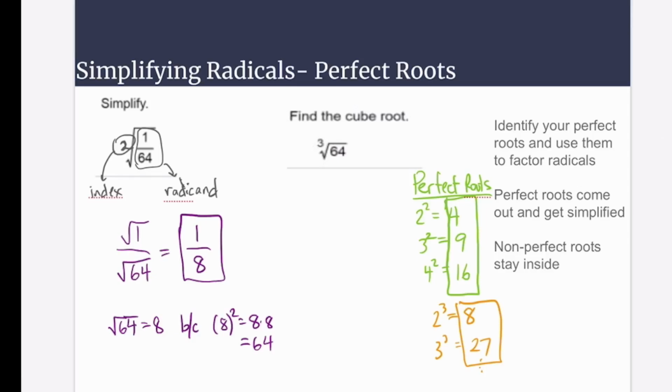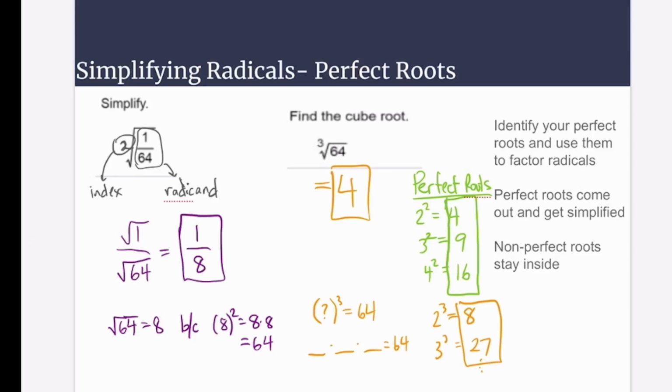So for the second problem, find the cube root of 64. We're looking for what number to the third power is going to give us 64. So you pick numbers. You multiply the same number 3 times, and it should give you 64. The answer here is 4. So we're only looking for perfect roots.